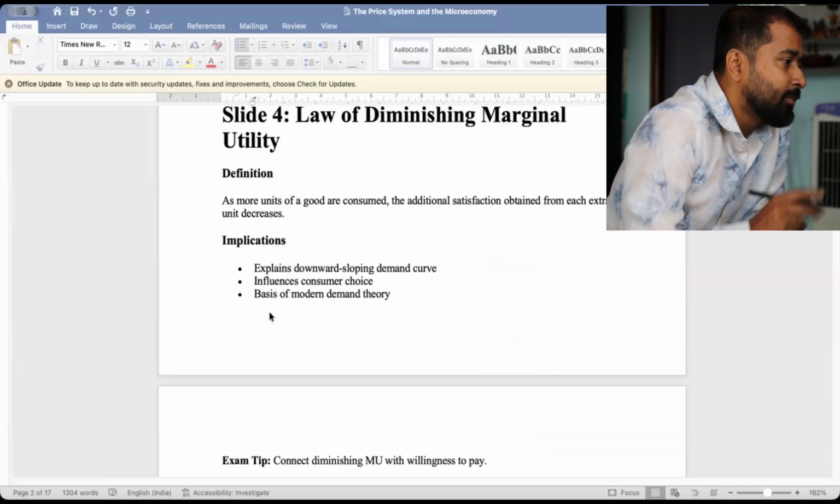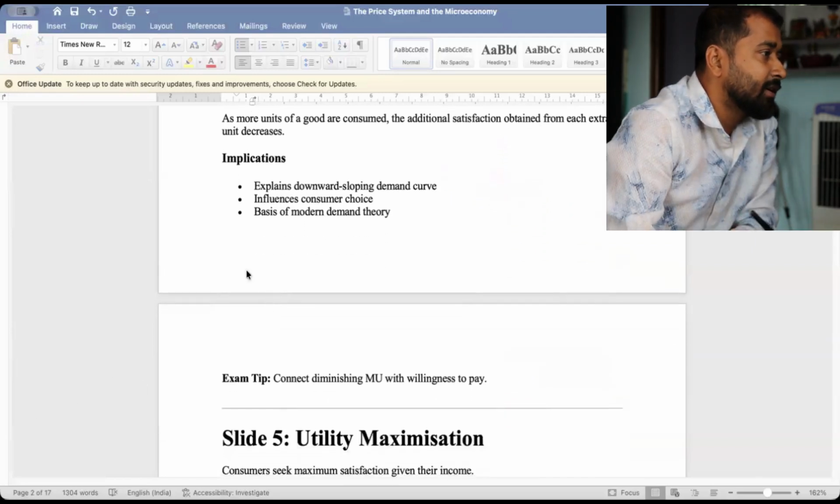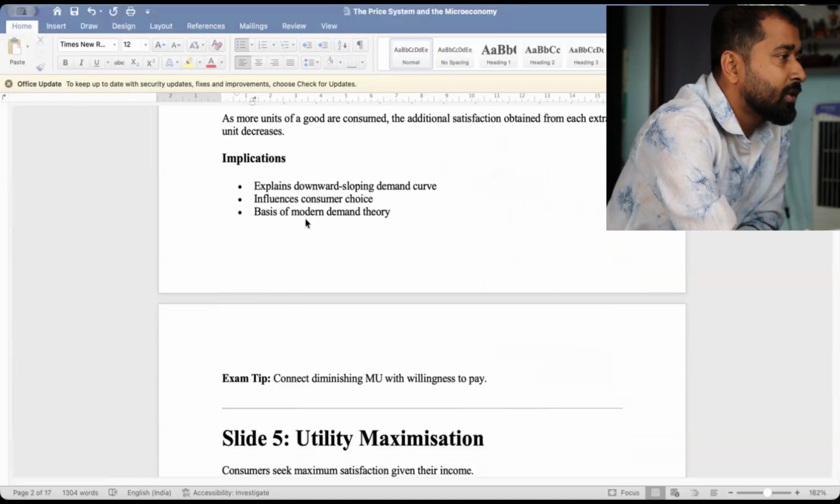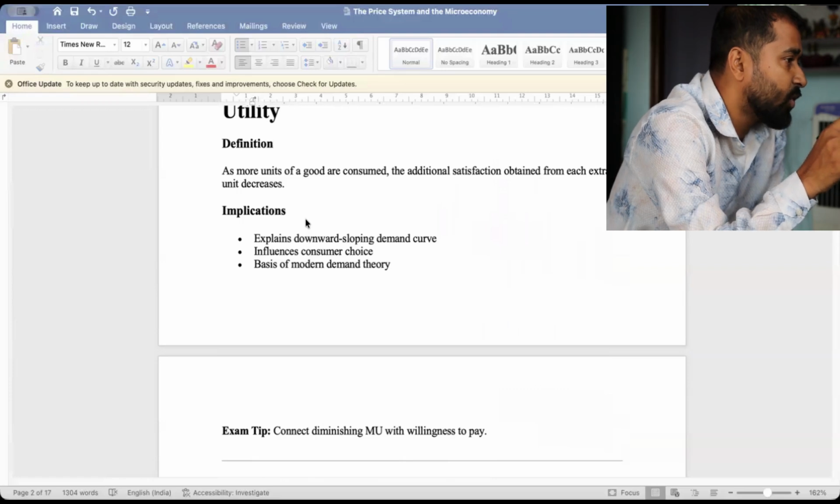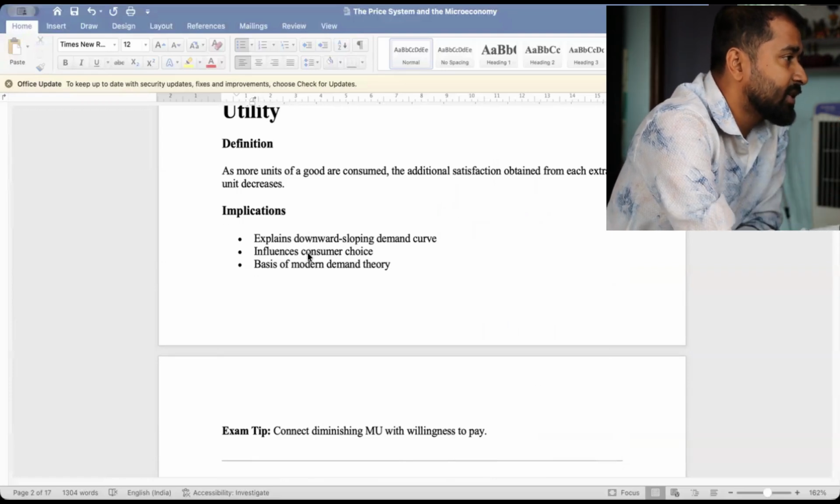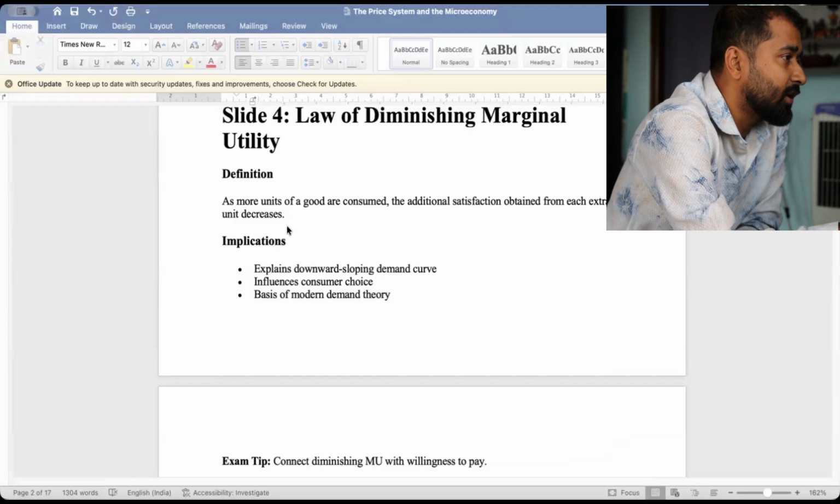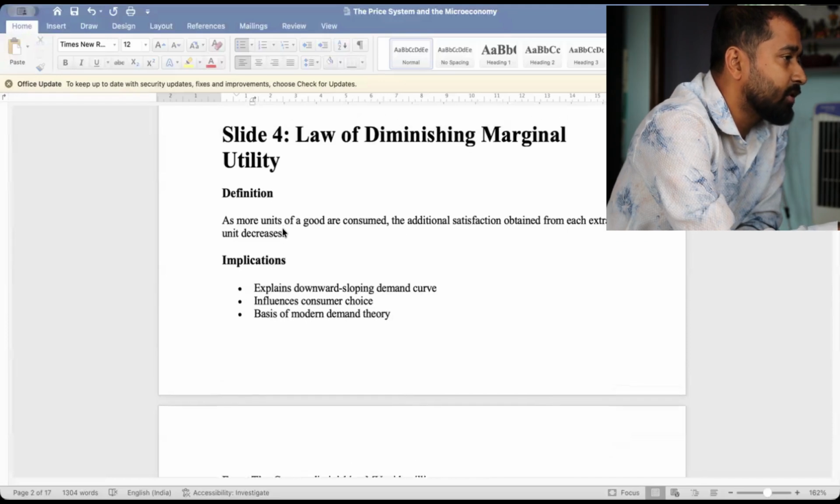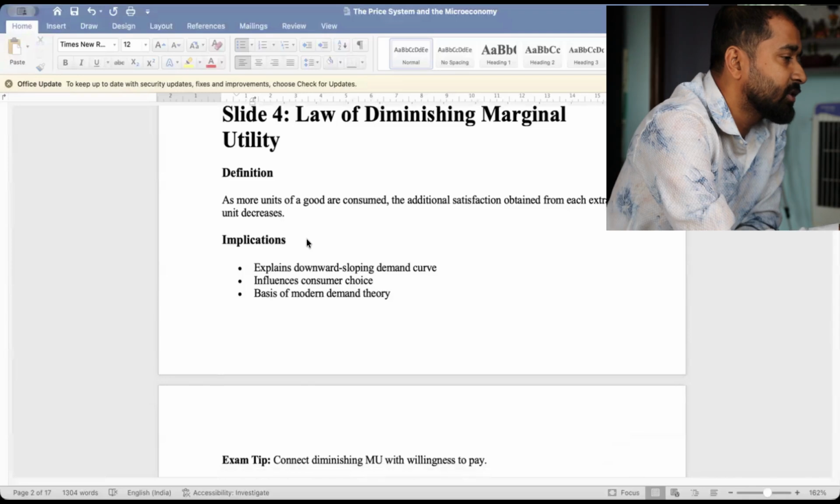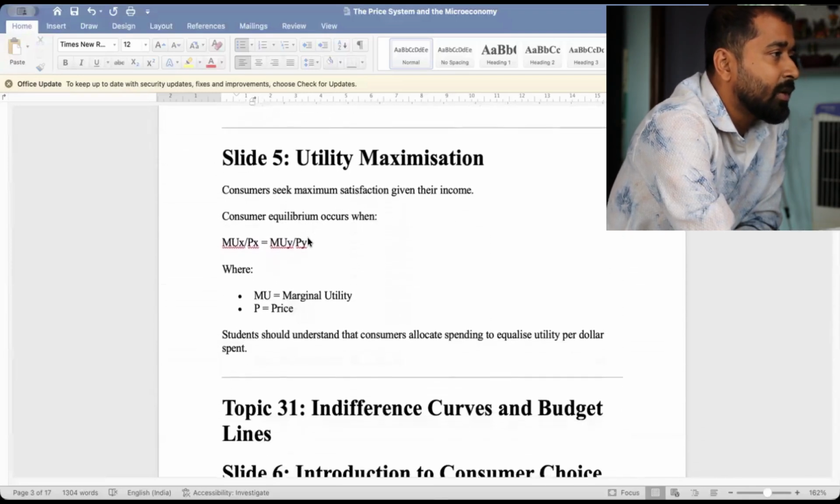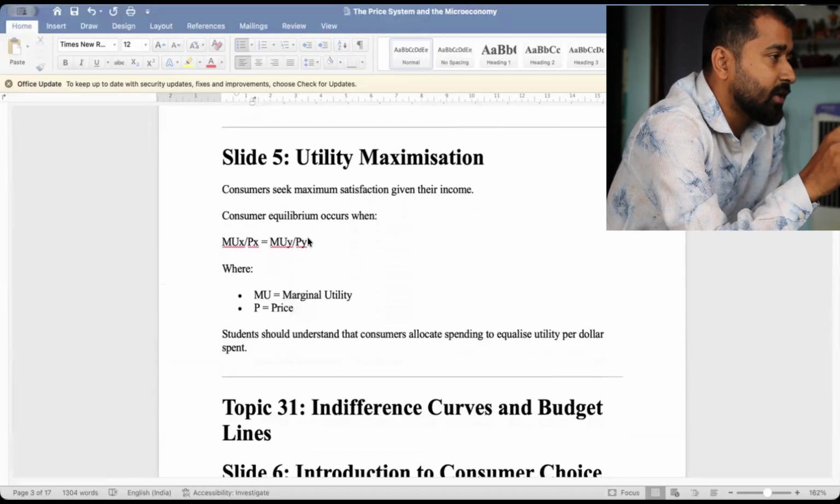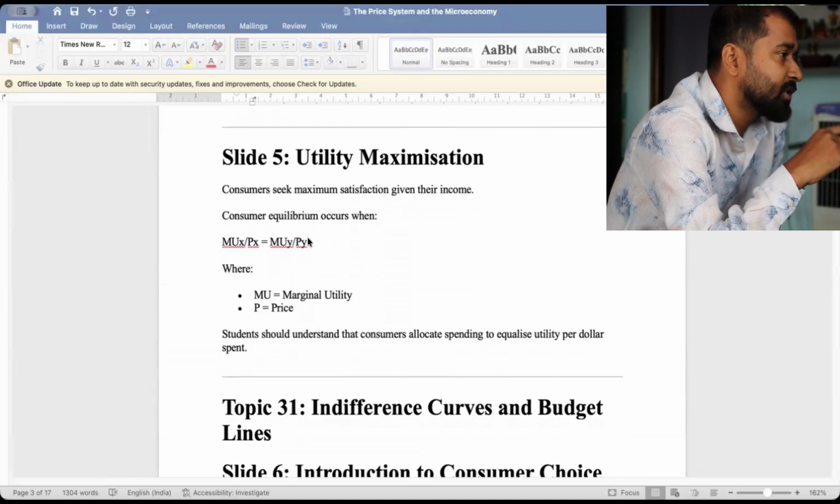Now some of the implications we have: the downward sloping demand curve, influence on consumer choices, the basis of modern demand theory. We are going to see the definition of utility, or the law of diminishing marginal utility. What does the law of diminishing marginal utility say? One more time: when you are consuming the same product continuously, the utility for every successive unit goes down. That is known as the law of diminishing marginal utility.